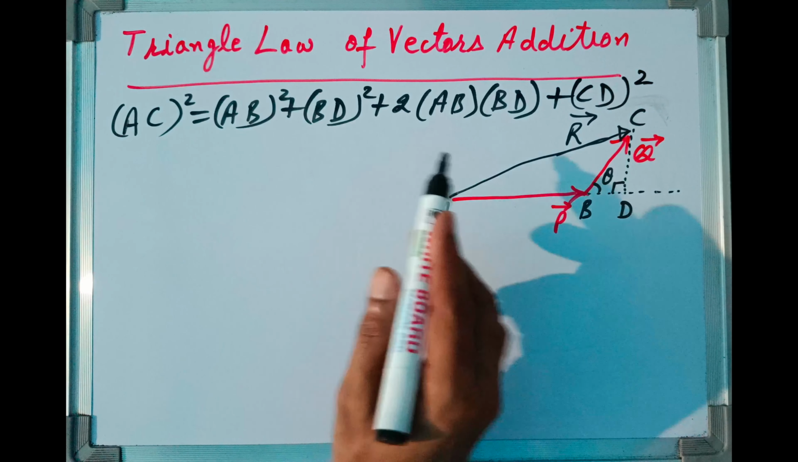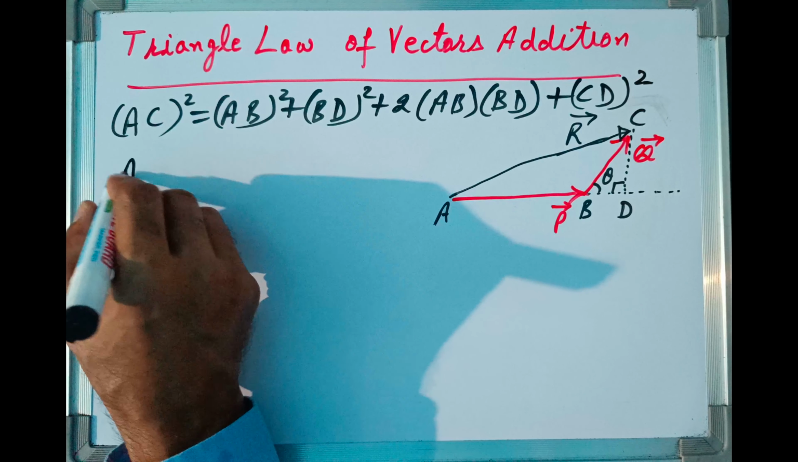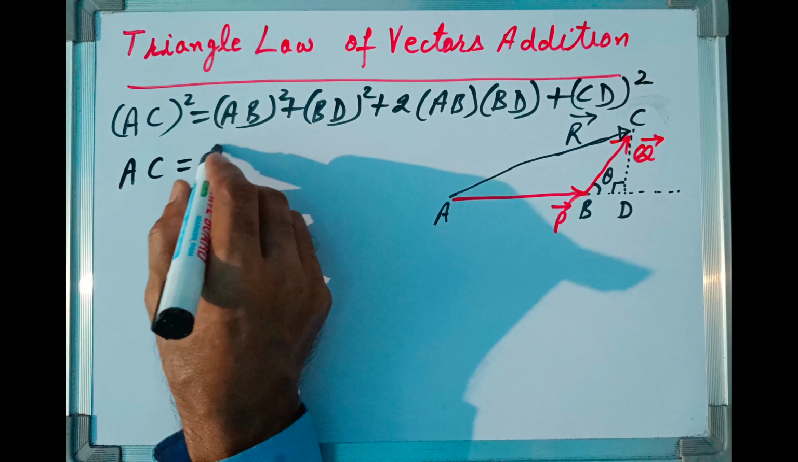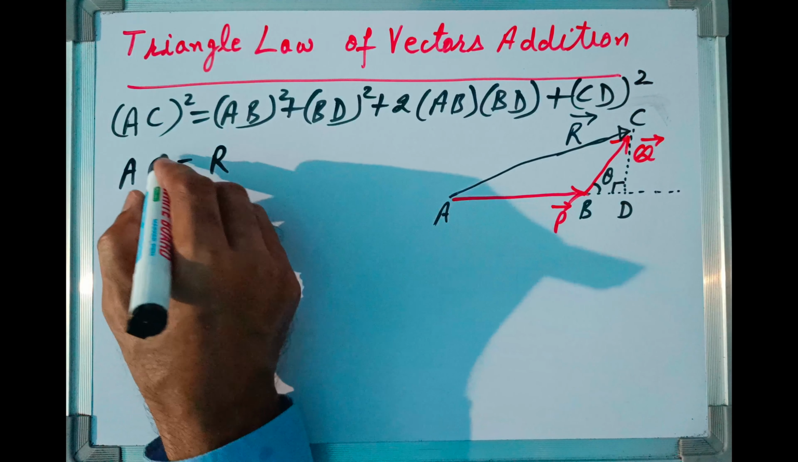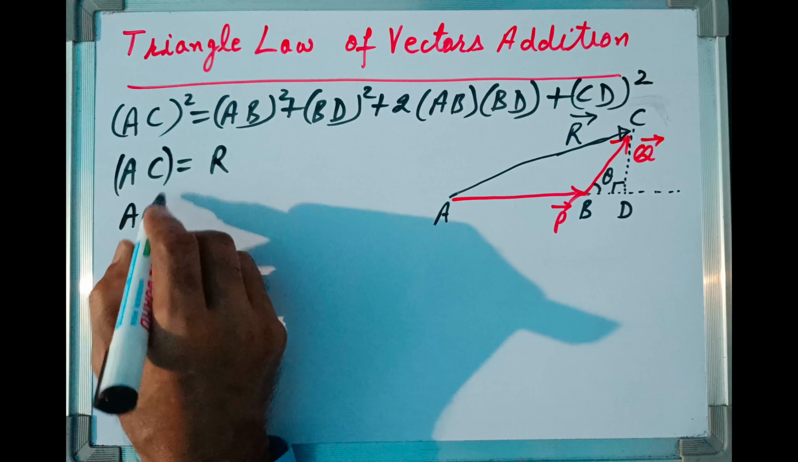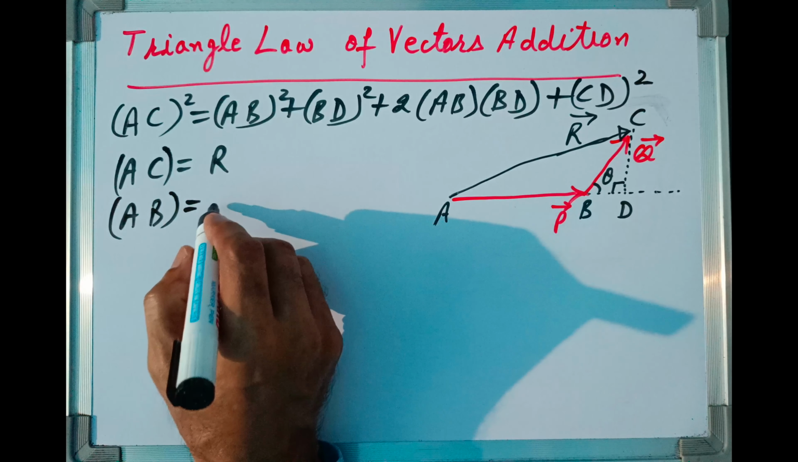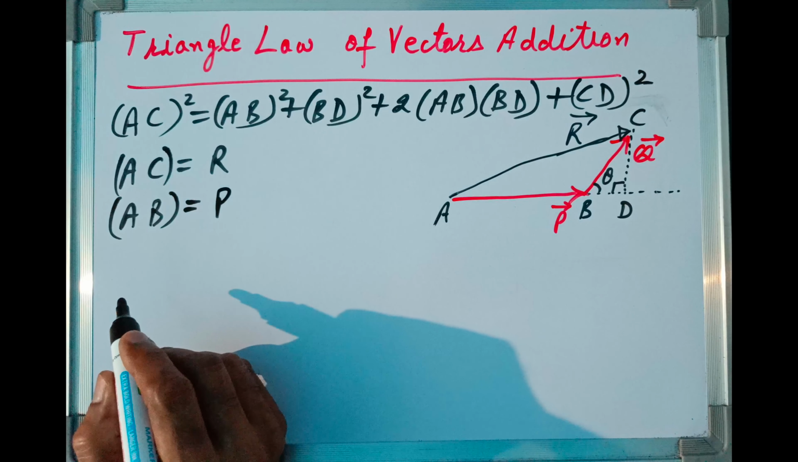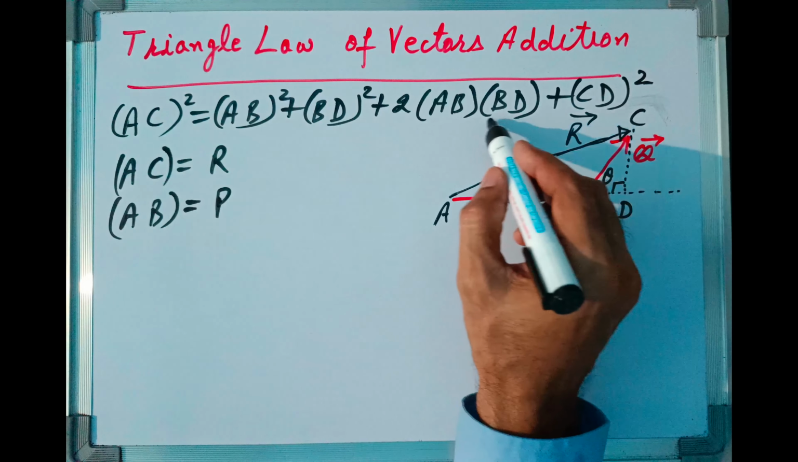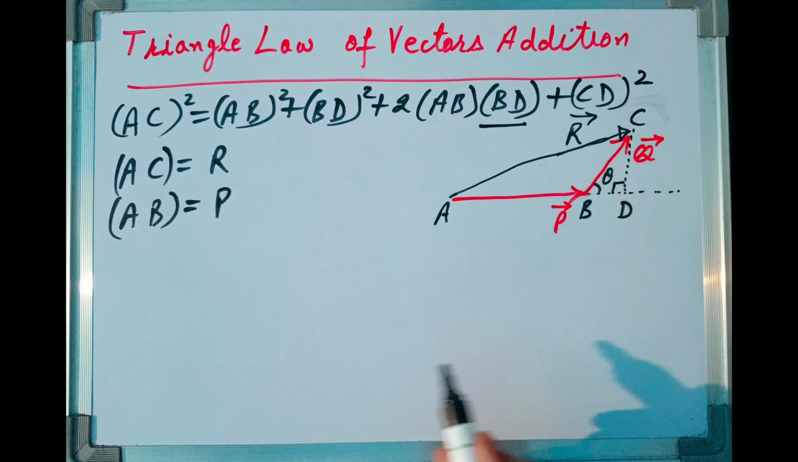Now we have to find various values. In this equation, AC represents magnitude of resultant vector and AB represents magnitude of vector P, let me call it simple P, and we shall find the values of this BD and CD separately.